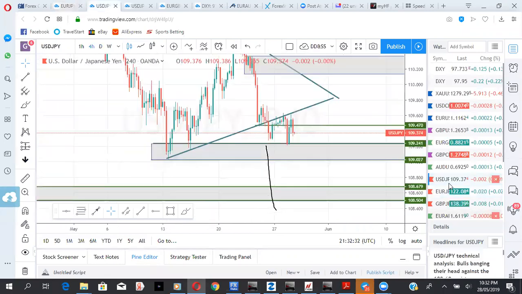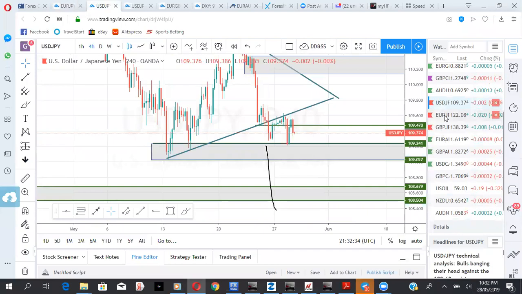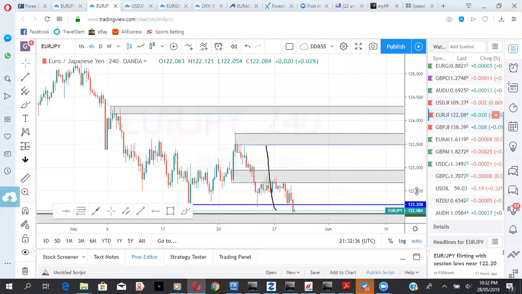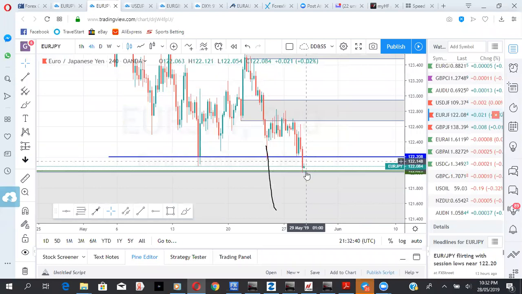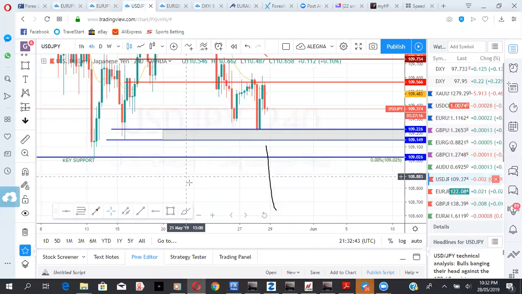So if I go in and check it from this end, price is sitting above the support. Check this here.